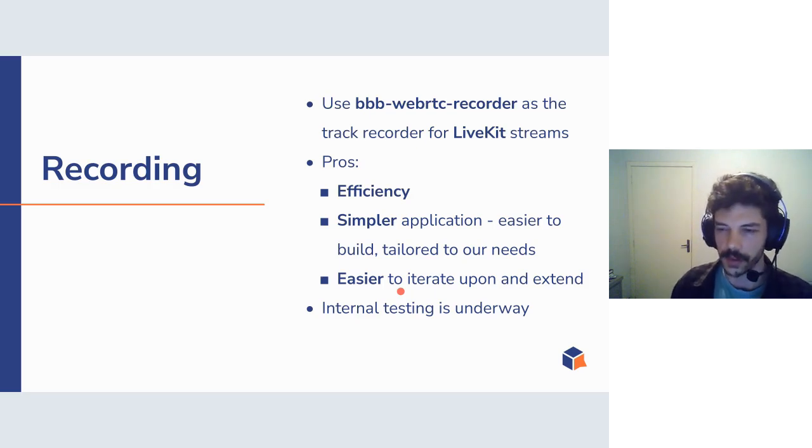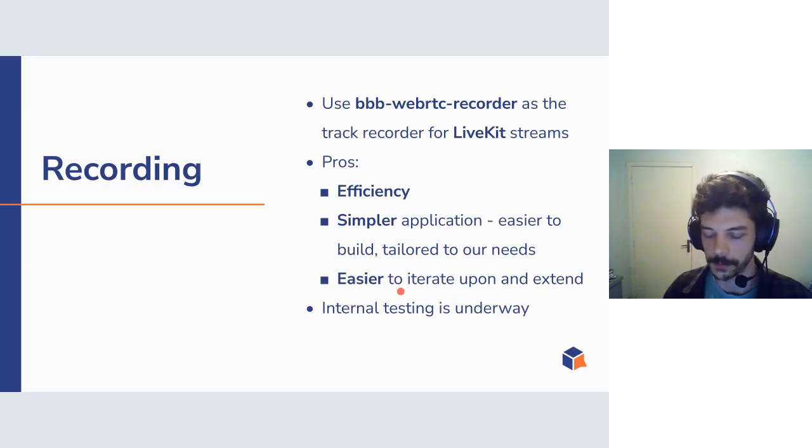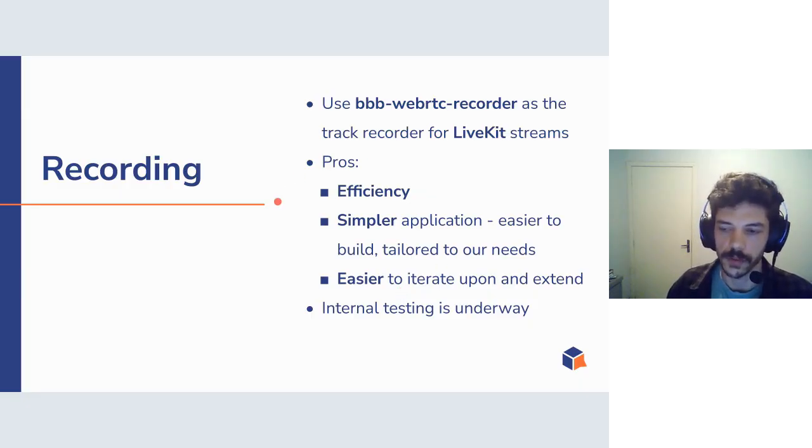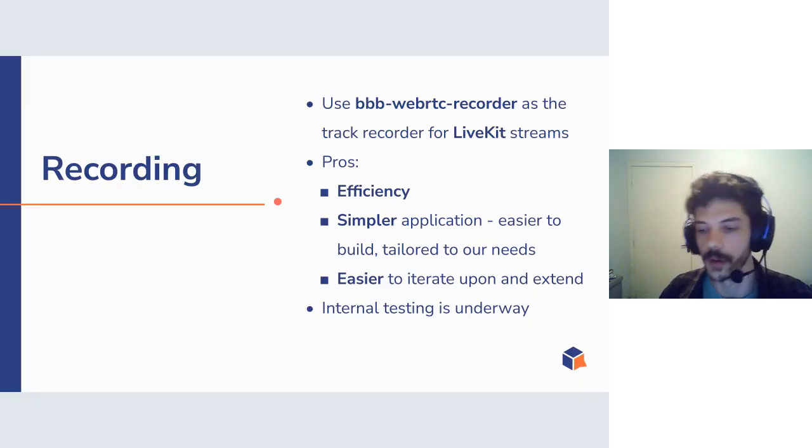The idea here is that it will be more efficient and simpler, mainly because egress is a large application. It does a lot of cool stuff, and track recording is just a subset of what it does. For that, it uses GStreamer and a lot of other stuff which we don't necessarily need for our use case. So by doing this, it will be easier to iterate upon and extend, easier to identify problems if they arise, and more efficient. And by efficiency, I'm talking about server-side efficiency: CPU, memory, etc.